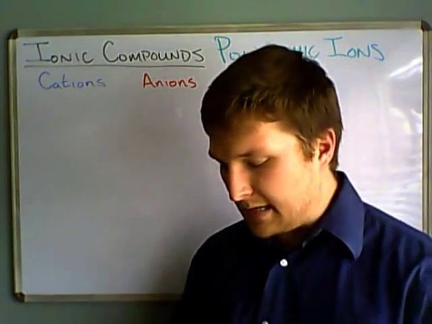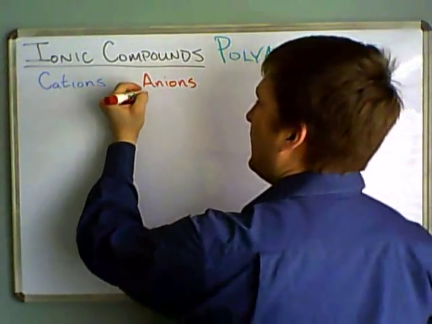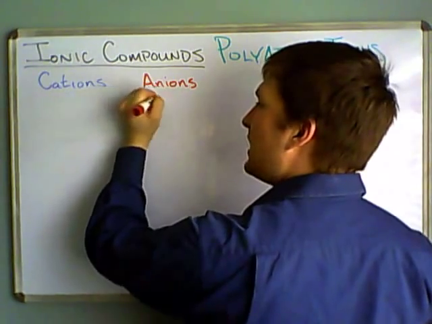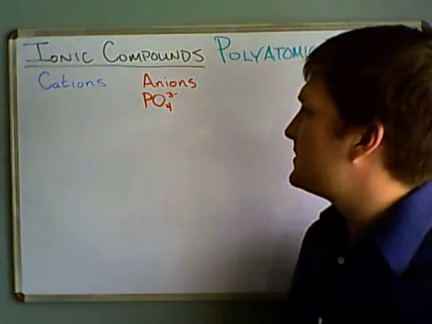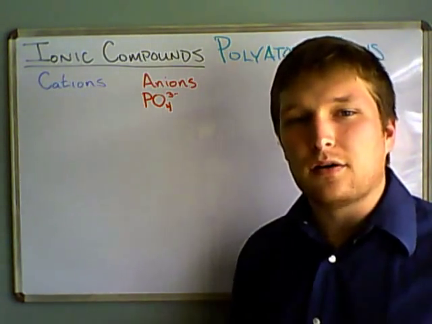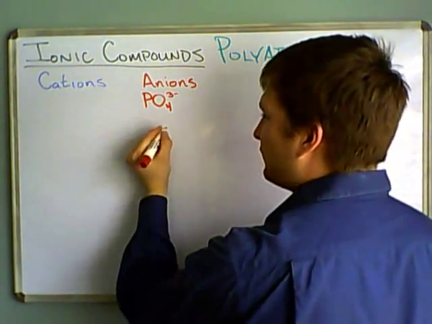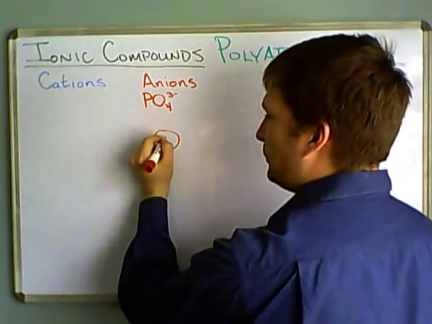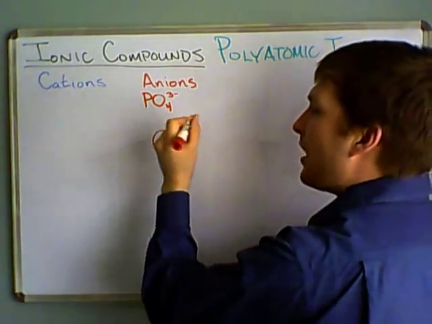So, as an example, let's take the phosphate ion. And you can look up in a book, it'll say phosphate is PO4 3-. Now how does that all fit together? Well, you can think of it as it has a phosphorus atom, a single phosphorus atom, and attached to that are four oxygen atoms.